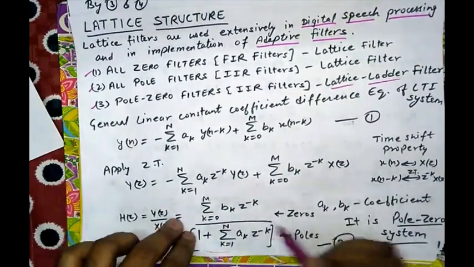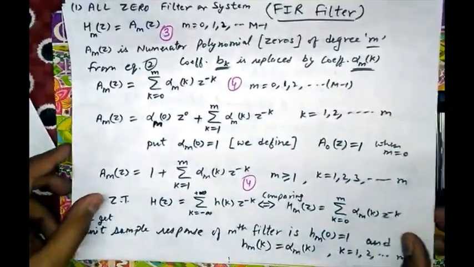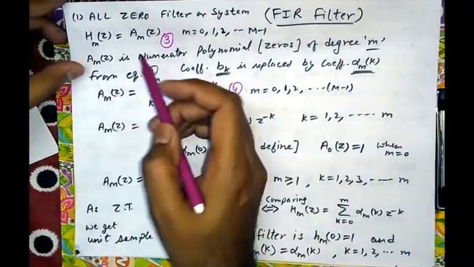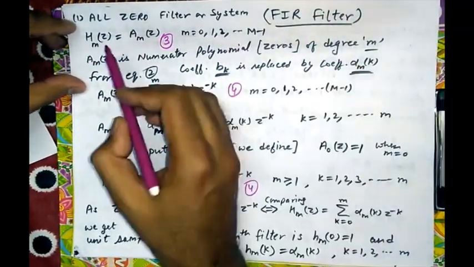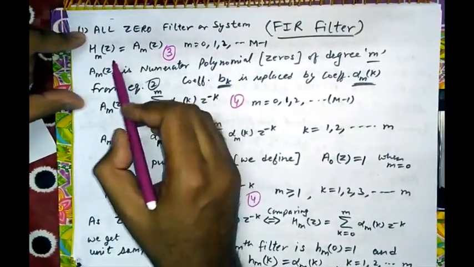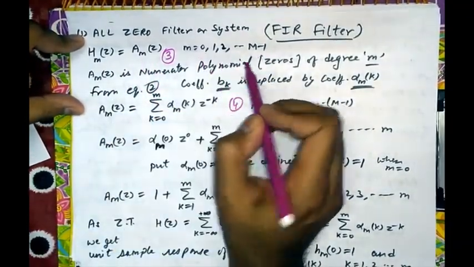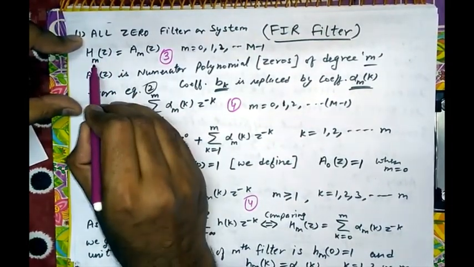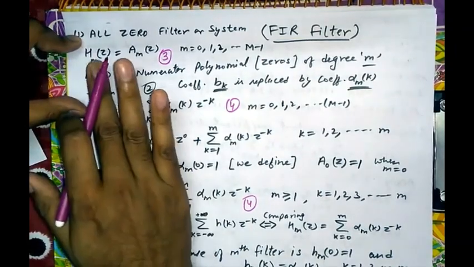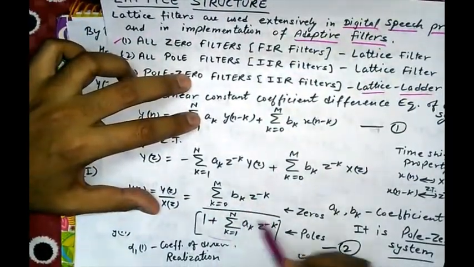For easiness, we will assume b_k, that is the filter coefficient, as alpha k. So first we are going to study the all zero filter or system, that is the FIR filter. H_m(z) is equal to A_m(z), with k from 0 to m. And what is H_m(z)? It is the transfer function of a filter having mth order or mth degree. And when we are talking about the filter, we can also talk about it as a polynomial, because it is also a polynomial.